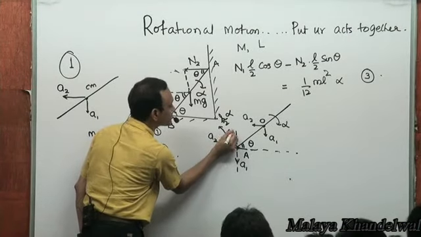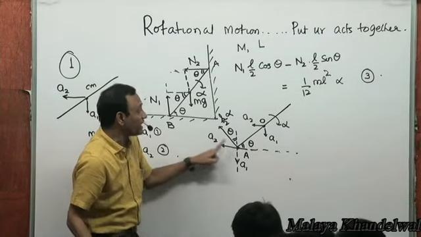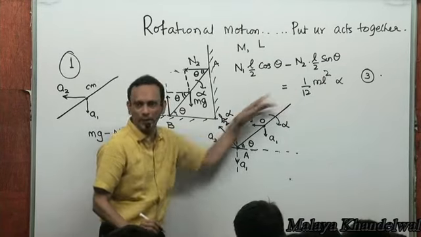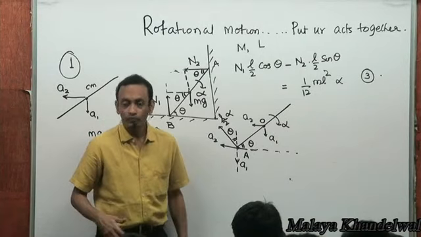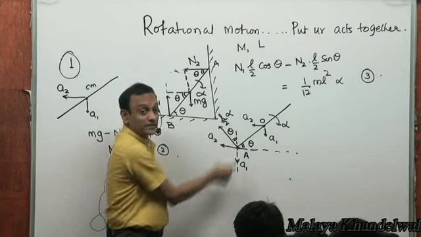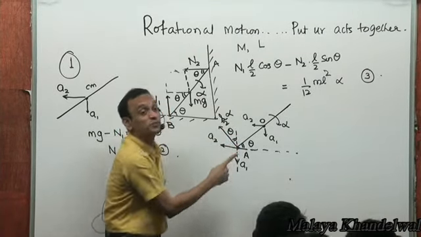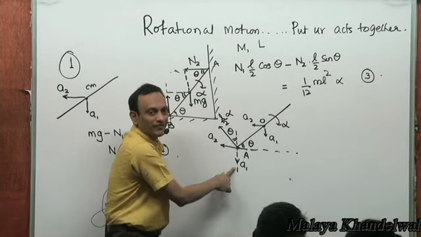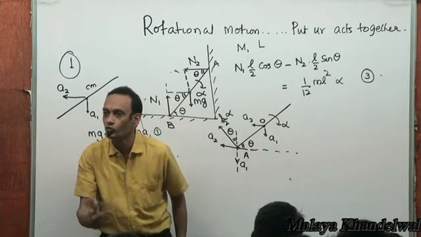Very clearly, this angle is theta. Now, the net acceleration of A is the resultant of A1, A2 and L by 2 alpha. L by 2 alpha will be perpendicular to the rod, tangential acceleration, right? And A cannot have a vertical acceleration. That means the vertical component of all these accelerations put together must be 0. That means L by 2 alpha cos theta must be equal to A1. Yes or no? Right?